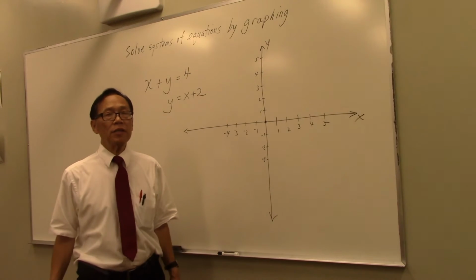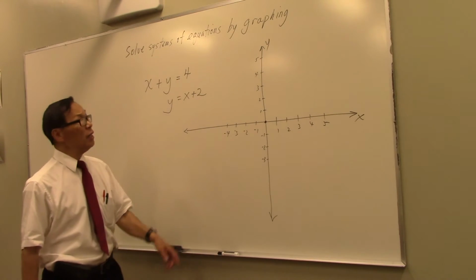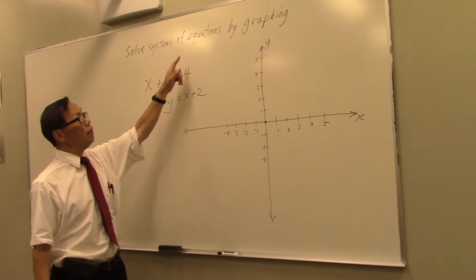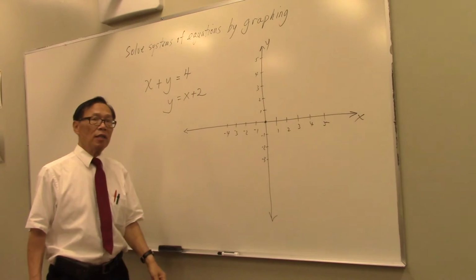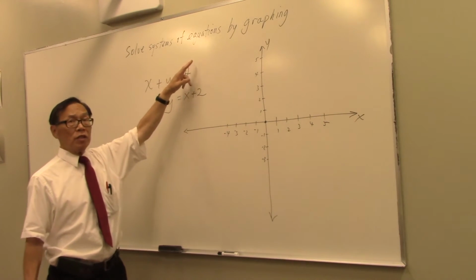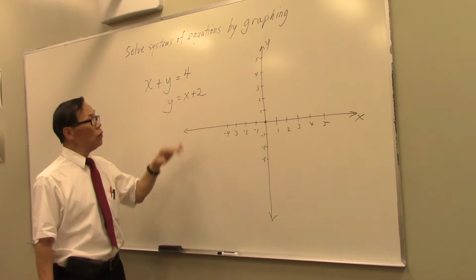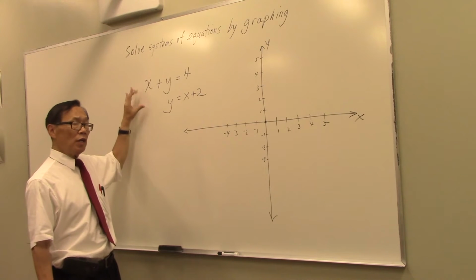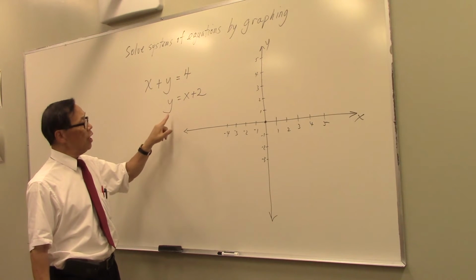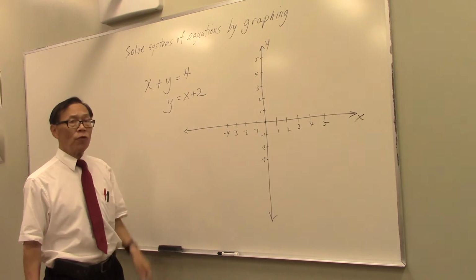Good day. Today I am going to explain how to solve systems of equations by graphing. Systems of equations is a fancy word for solving many equations. In our case, we're only going to solve two equations, the standard form equation and the slope-intercept form.